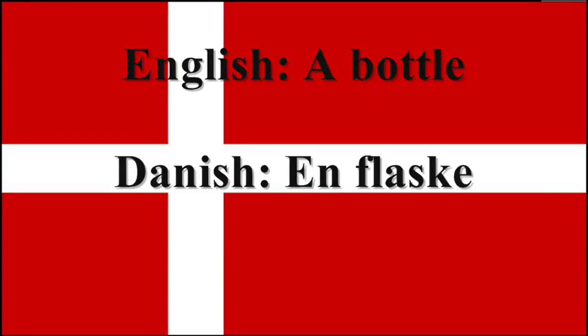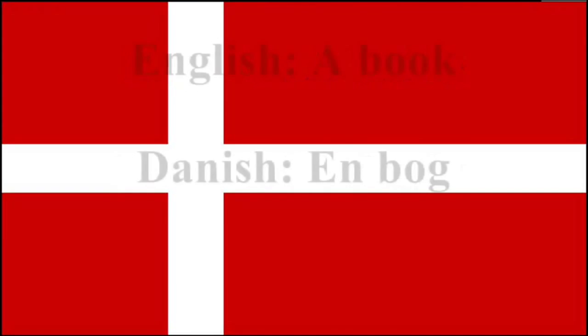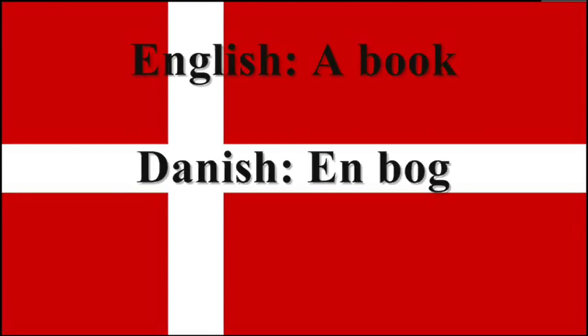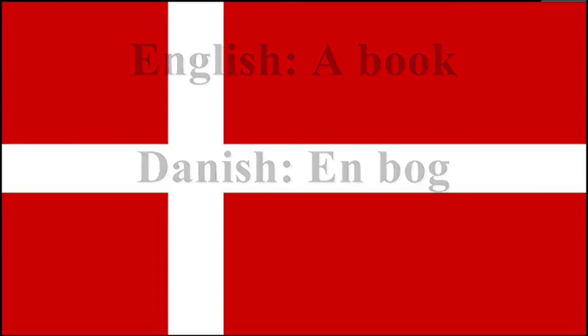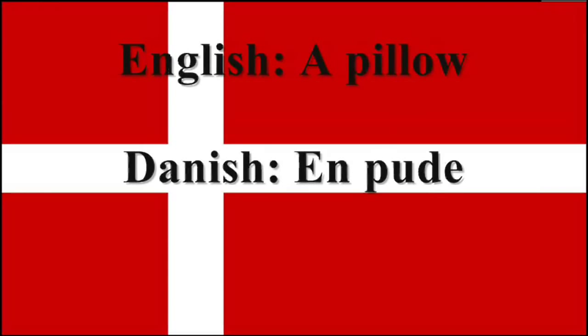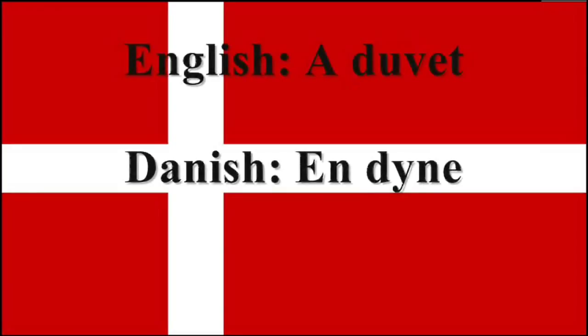The first word is a bottle. In Danish we call it en flaske. The next word is a book. In Danish we call it en bog. A pillow. In Danish it is called en pude. A duvet. In Danish we call it en dyne.